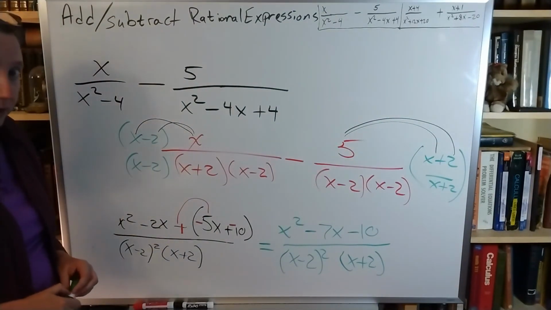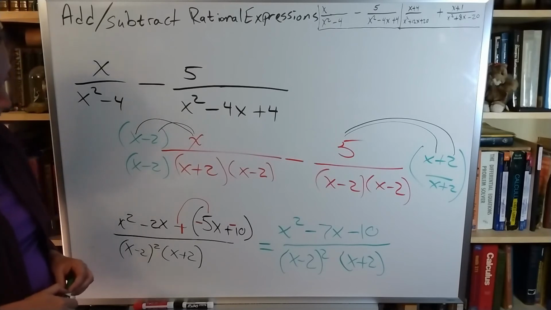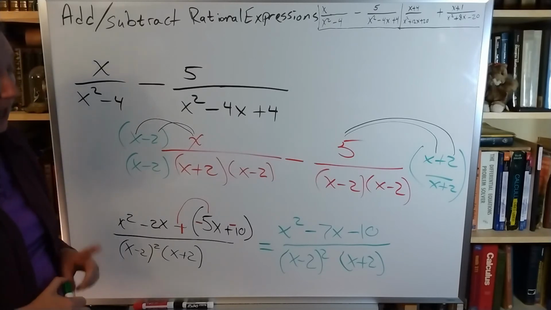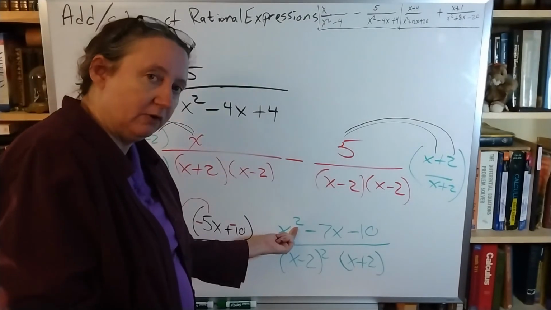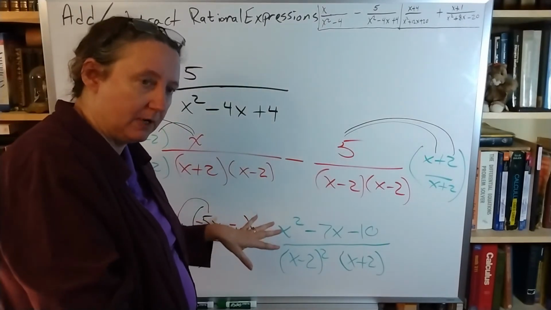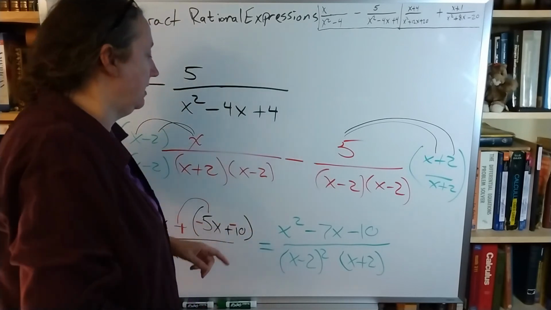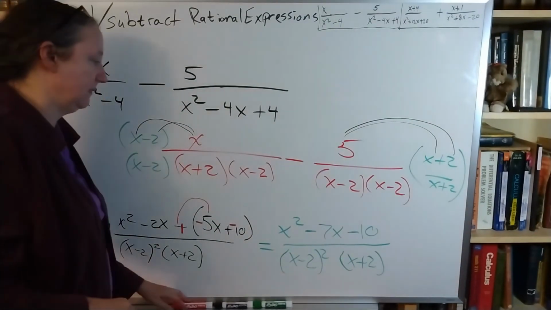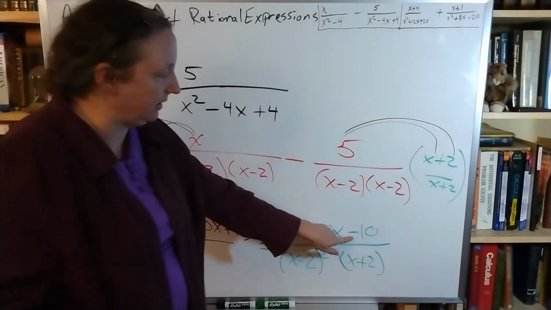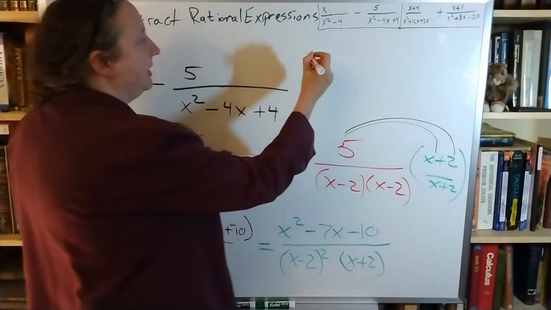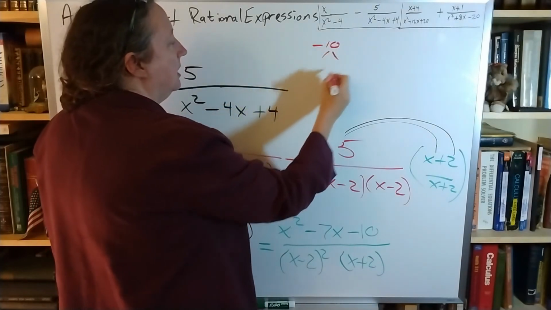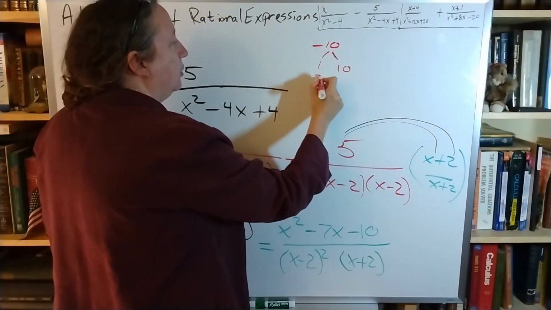Now, can I reduce that? Not the way it looks right now. However, this is a quadratic, so I can factor that out probably. And that's what I need to do now. So I see the minus 10. I see that a is 1. So I'm taking my minus 10. That could be 1 and 10. Could be 2 and 5.